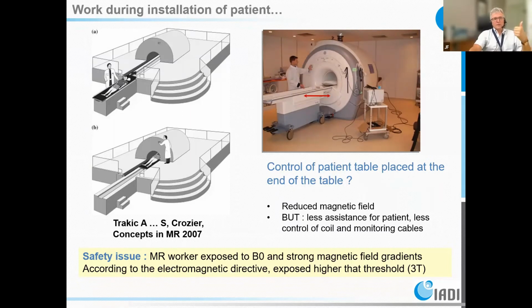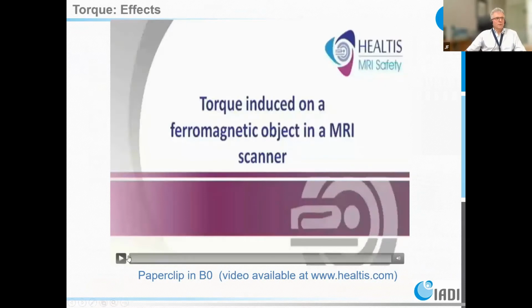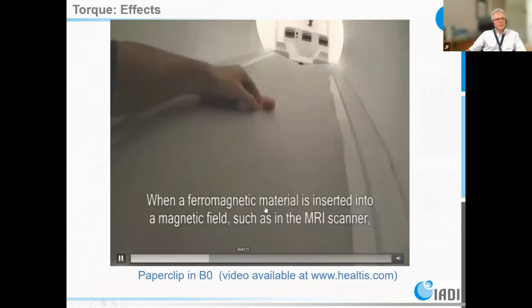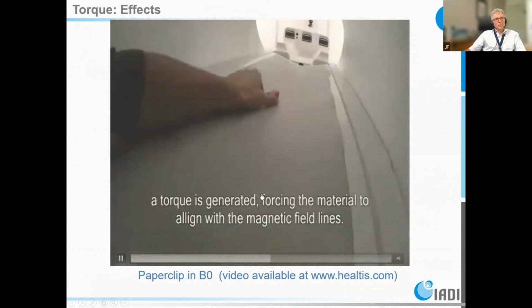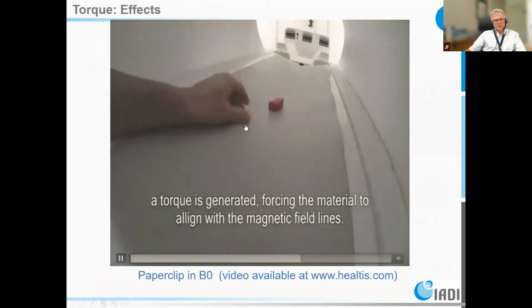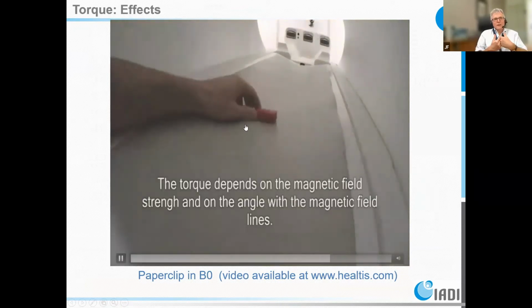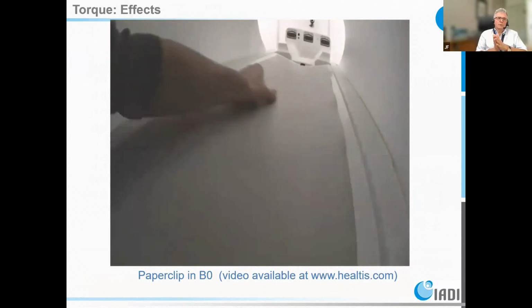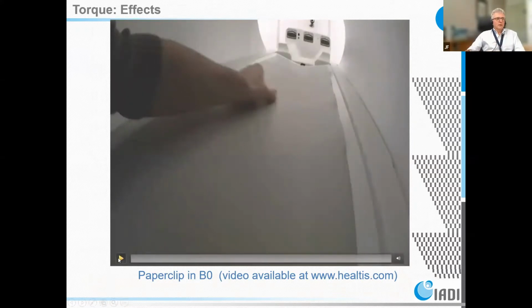Okay, we have seen attraction. The other small problem is the torque. This is a paper clip inside the system here. You see, when you go inside the system, you have less ferromagnetic attraction, but the object tries to move and to go inside in the direction of B0. Again here, start again.